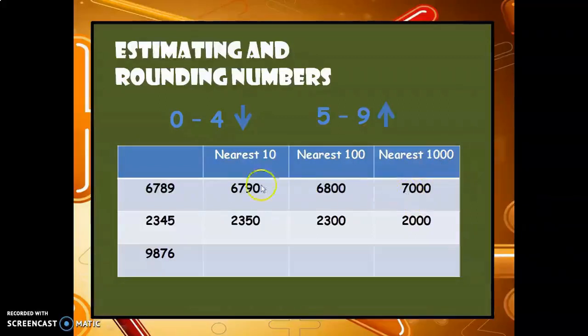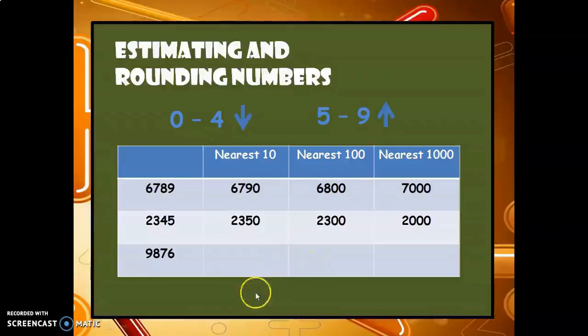Nearest thousand, so you have to look at the thousands place value, which is 6. The reference digit will be the hundreds place, which is 7. It's still round up, so you have to add 1 to the thousands place value. So that will be 7,000. Basically, that is the easiest method in rounding numbers to the nearest 10, 100, and 1000. Okay, let's do the second example.